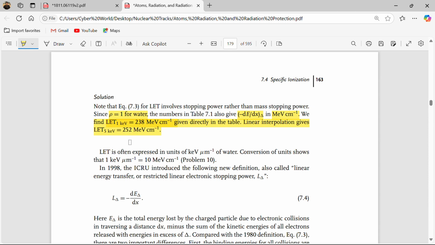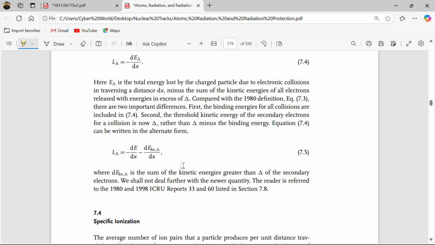So this is basically how you can find the linear energy transfer. Linear energy transfer can also be expressed in kilo electron volts per micrometer, where mu is the attenuation coefficient. One kilo electron volt per micrometer basically equals 10 mega electron volts per centimeter. This is a very good conversion. So that's all for today.